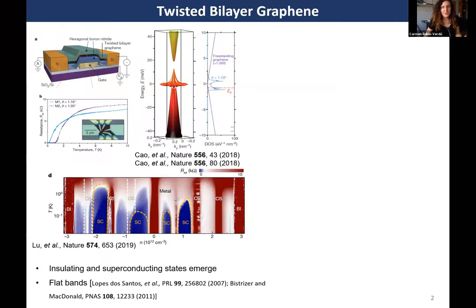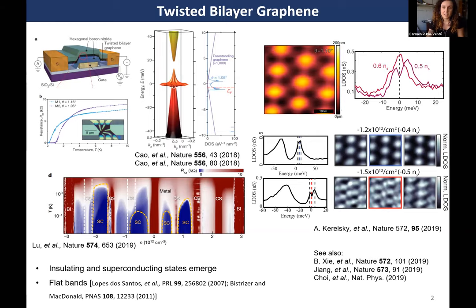By now we all know about the fascinating phenomena that emerge when we twist two layers of graphene at the magic angle. Flat bands emerge and electron correlations become important there. Transport experiments show the presence of correlated insulating states as well as a superconducting transition. Later on, local probes such as scanning tunneling microscopy showed the presence of such flat bands on the moiré lattice that you can see here, and also the opening of the correlated gap.